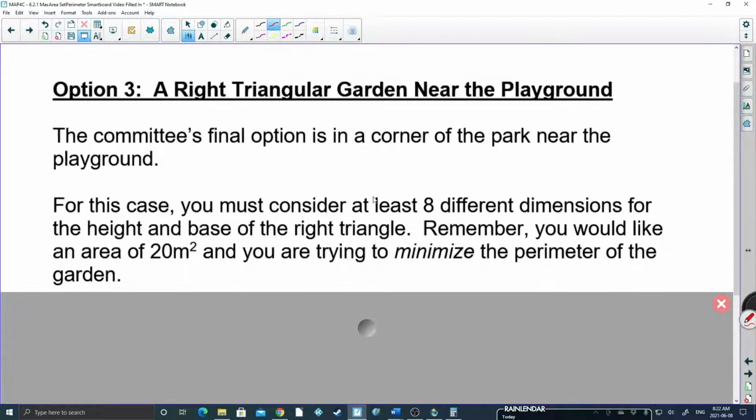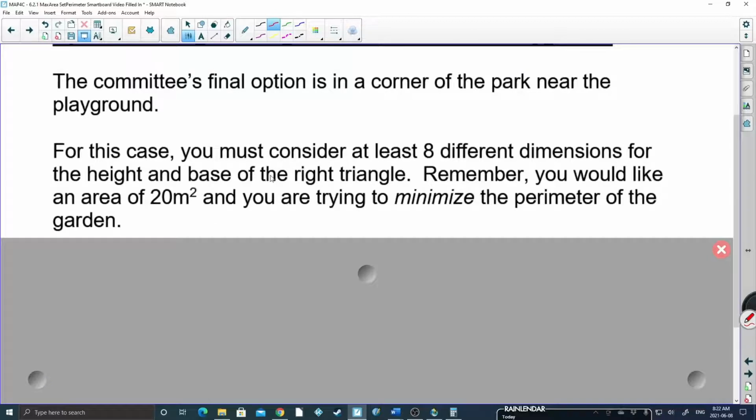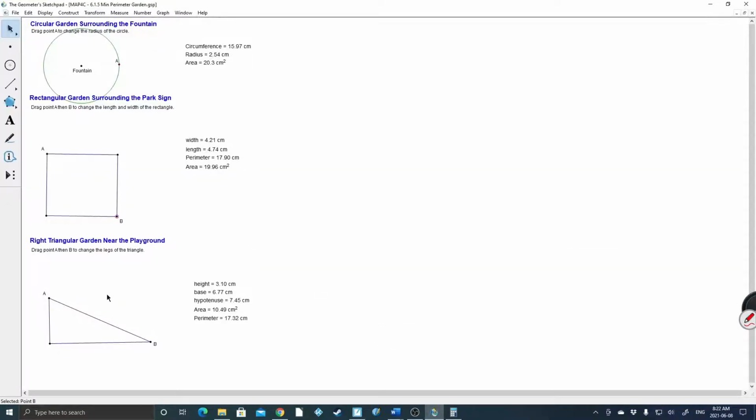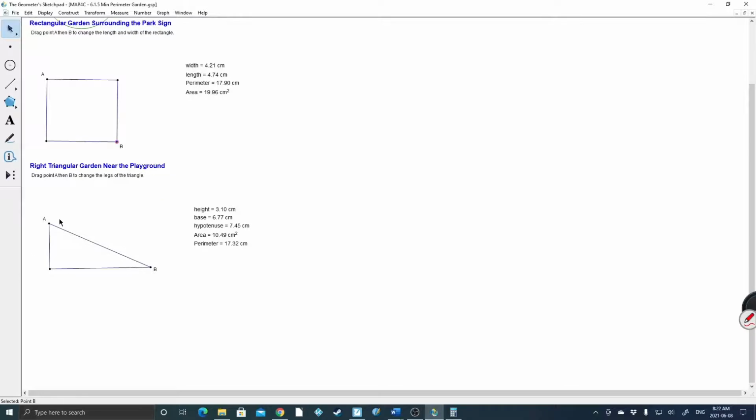So the next shape we want to look at is a triangle, and it has to be a right-angled triangle. So the committee's final option is to use the corner of the park. And again, we're going to use Geometer Sketchpad to investigate this. Now, I've already done this, but I'm going to show you on Geometer Sketchpad what this looks like. So we now have our triangle down here. Our area has to be 20. It is a right angle triangle.